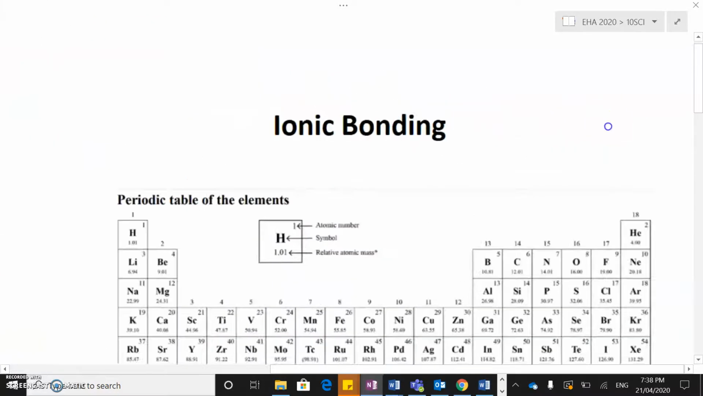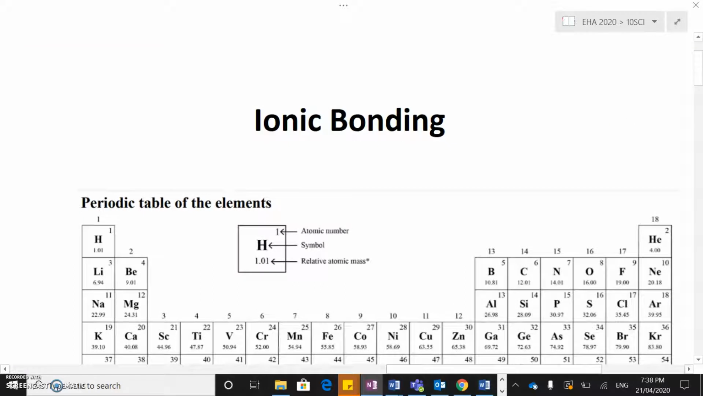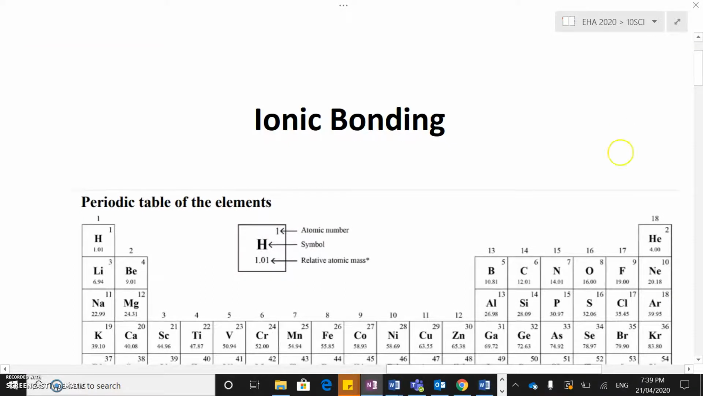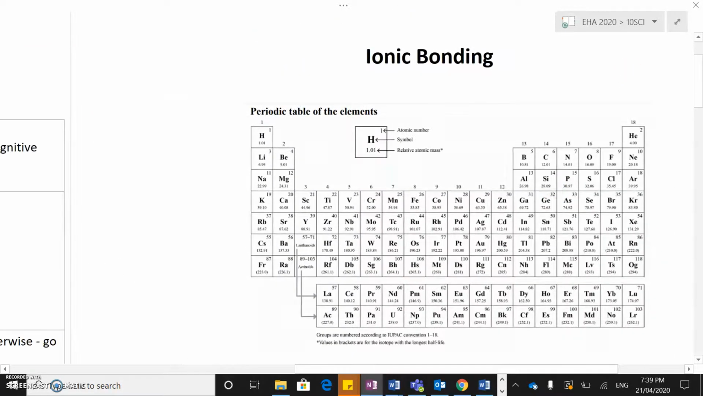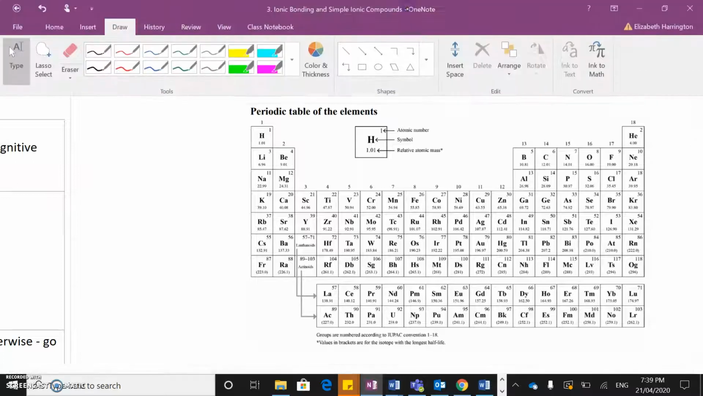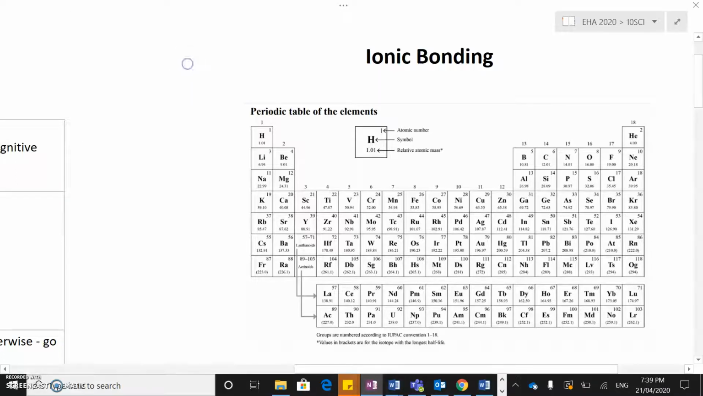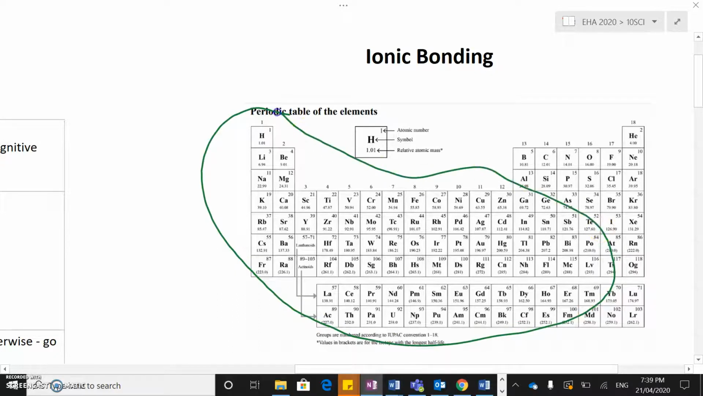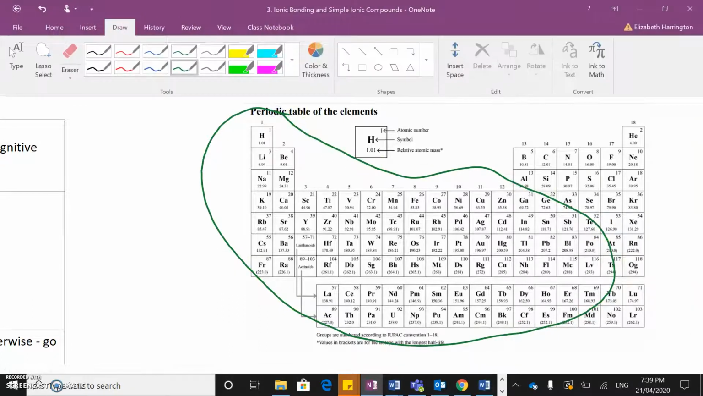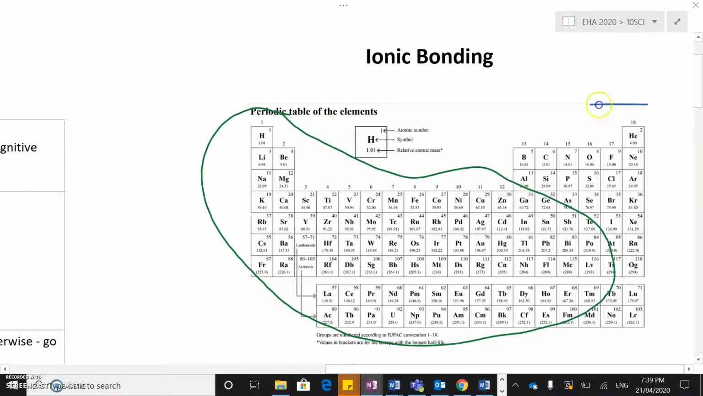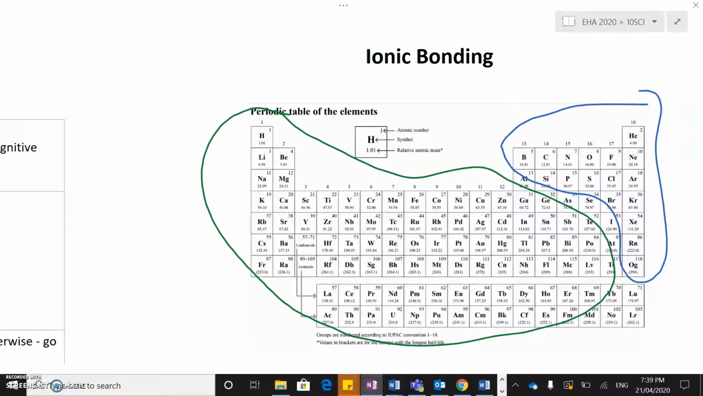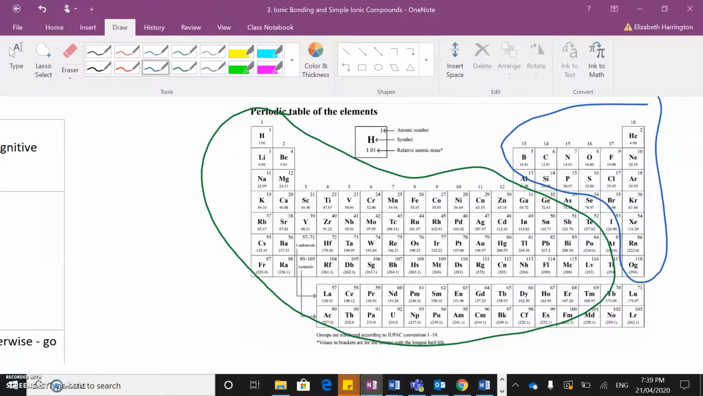So ionic bonds are bonds that occur between a non-metal and a metal on our periodic table. Remember that the metals live over this left-hand side of the periodic table, so sort of in that region. The remaining elements over on the other side here are our non-metals. We have a pairing between these two groups in our ionic bonds.